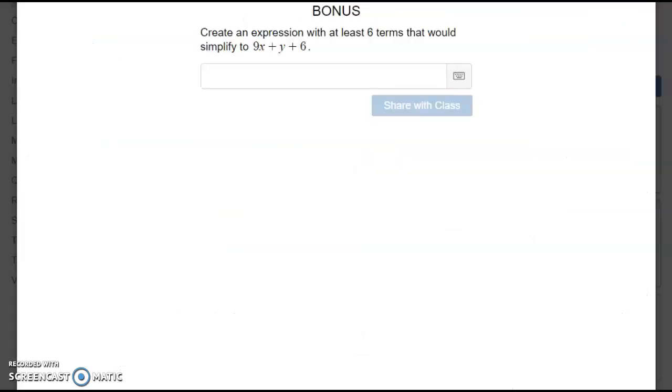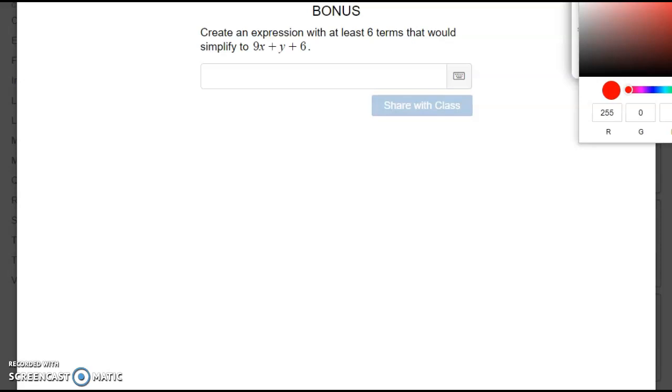Now it says create an expression with at least 6 terms that could simplify to 9x plus y plus 3. So right now, how many terms do we have? We have 1 term, 2 terms, and 3 terms. So we want to come up with 6 that equals that. We have 1 term here, another term here, and finally a third term here.